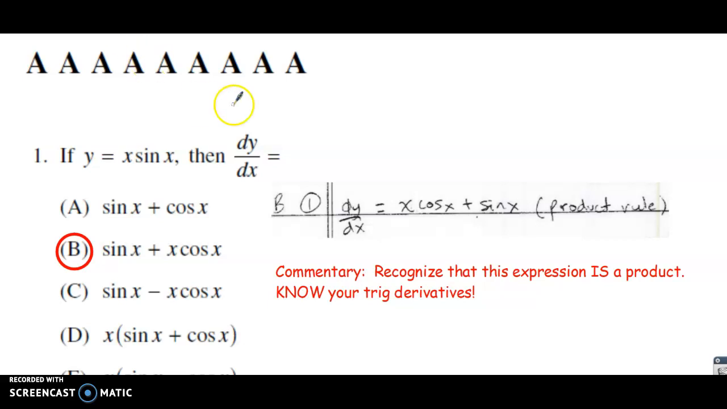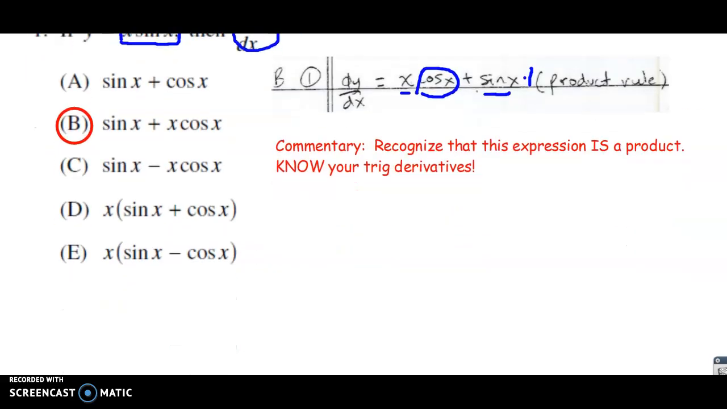In number one, they want us to find the derivative of the given function. The most common mistake here is not realizing that this is a product. This is x multiplied by sine x, and it's going to require the product rule. So you have the first times the derivative of the second plus the second times the derivative of the first, which is just 1 in this case, and then you have to look for your answer that matches up. So really easy for number one.